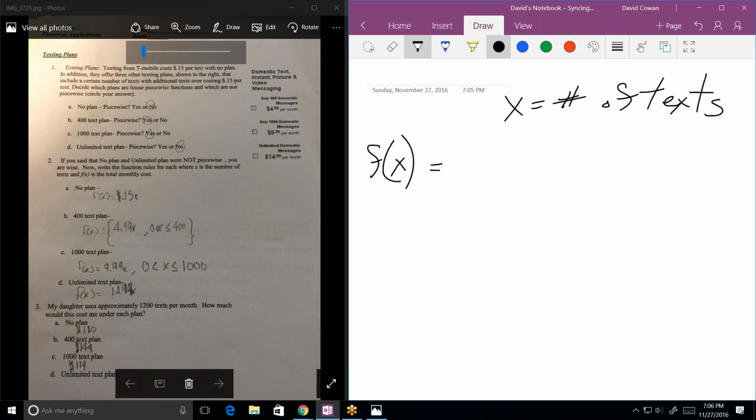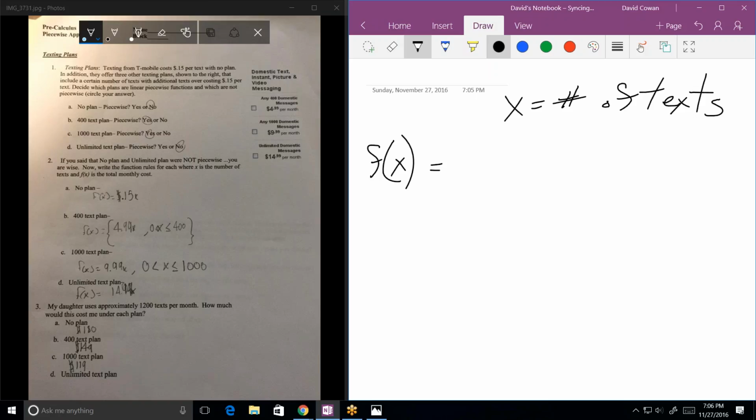All right, so with no plan at all, what is the function? In other words, we're going to have, it looks like, a different function depending on the plan that we use, correct? Correct. That's what A through D is. So no plan at all looks like you have it correct. It's 15 cents per text. So what you wrote there is correct. Okay.